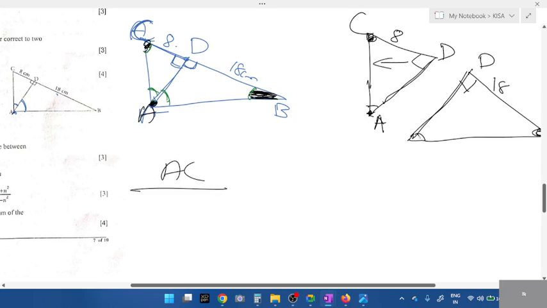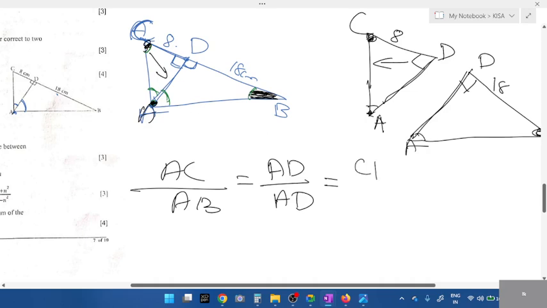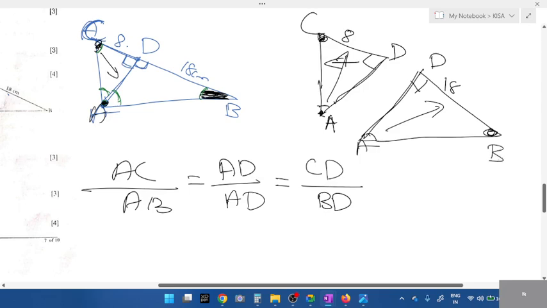AC divided by AB. Next, we told C is common. What is opposite to C? On the other bigger triangle, same AD, right? The third angle is which one, students? Angle A. Opposite to angle A, what is left for the smaller triangle? CB. How come CB? BD. Opposite to angle A in the larger triangle, it is BD, students.